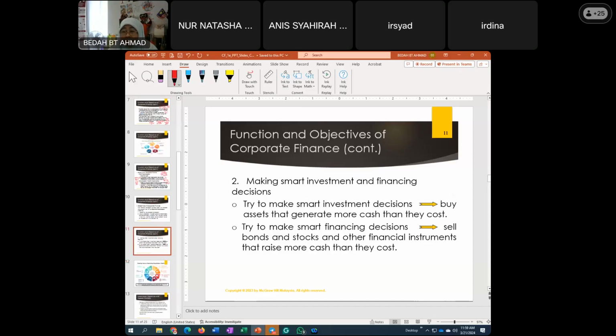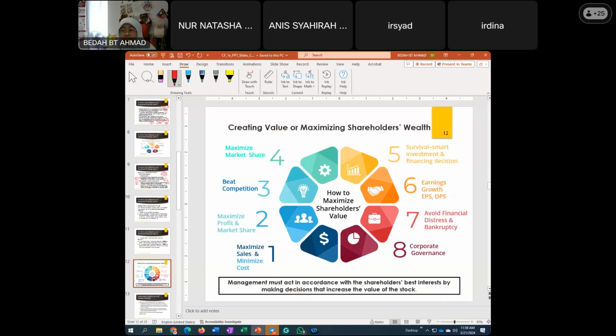To invest in a project, you need financing. That is where the financing decisions come in. So these financing decisions need to be smart, a smart investment decision and smart financing decisions. Then these are the other things that I say are sub-factors to the big factors.